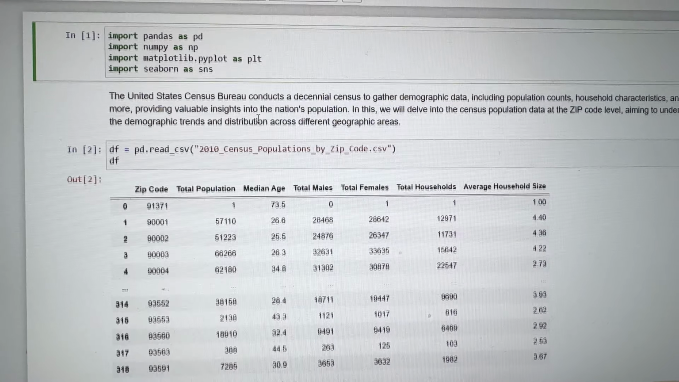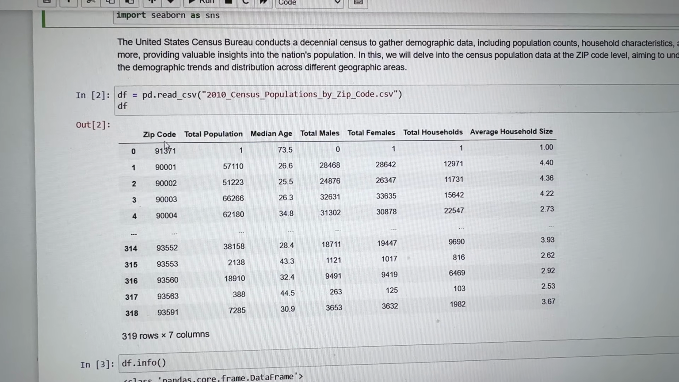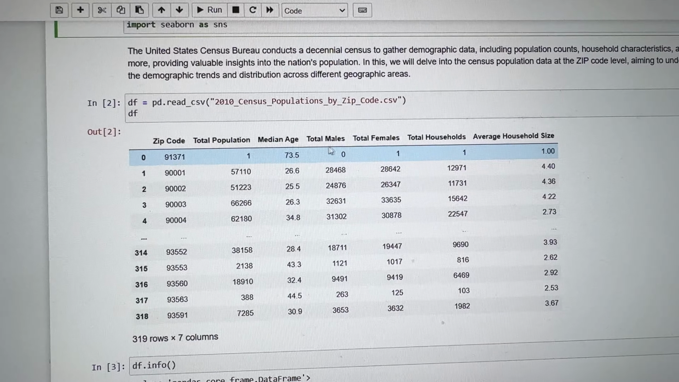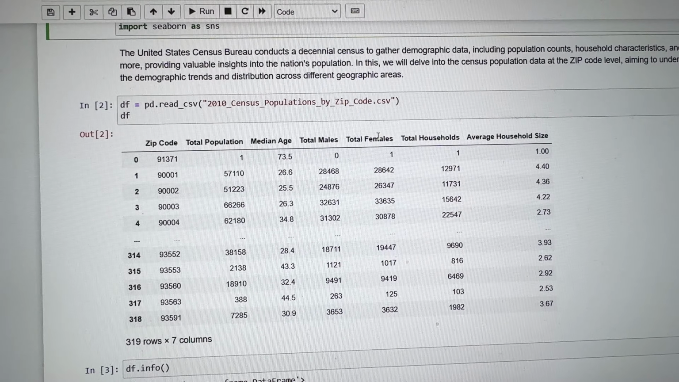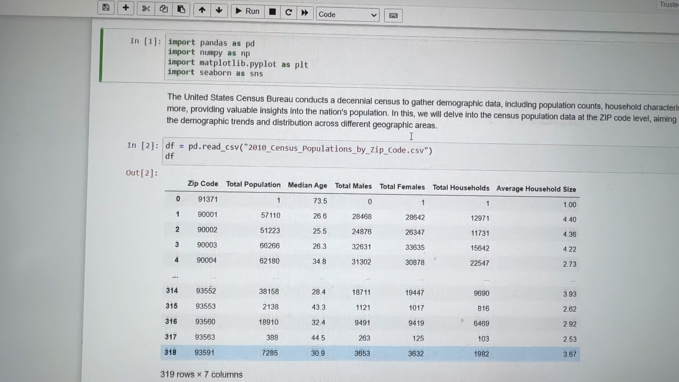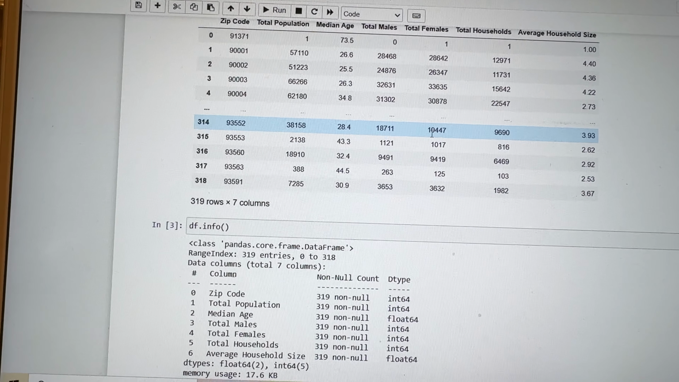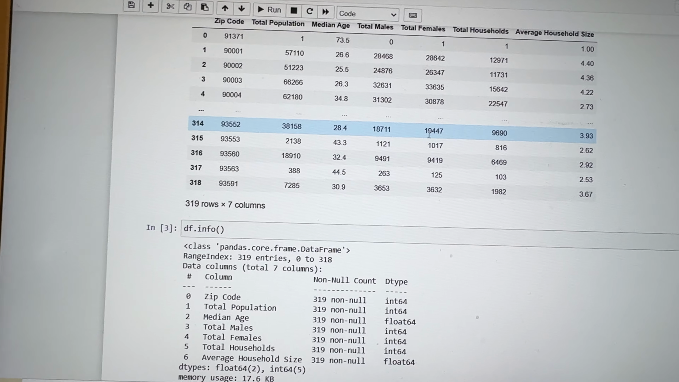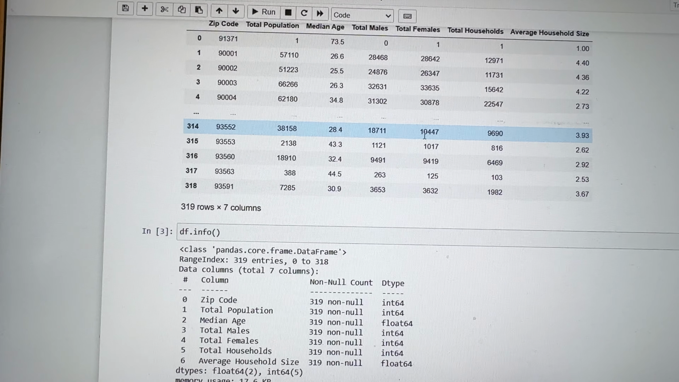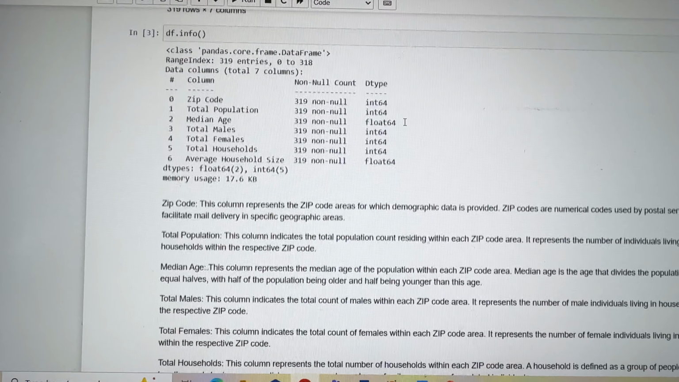And coming to the dataset, I have 319 rows and 7 columns, and the 7 columns are zip code, total population, median age, total males, total females, total households, and average household size. All the 7 columns don't have any null values. All 319 rows are non-null, and they are of int and float data types. Nothing is a string or character.